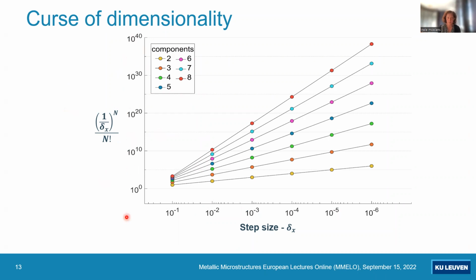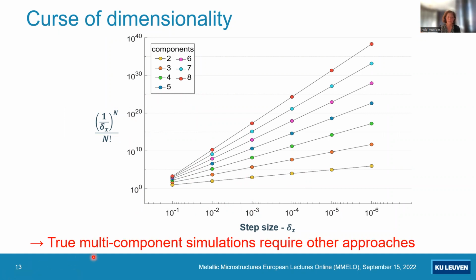And this here is a logarithmic scale. So you see that by decreasing the step size and by increasing the number of components, the number of data points that you need really blows up in an exponential way. And practically, this means that we can use this approach for ternary systems, but not anymore for quaternary systems. It's not just a matter of waiting longer, it's just not possible. So as soon as we want to go to quaternary systems, we have to find other approaches to minimize this number of data and to work more efficiently with these data.